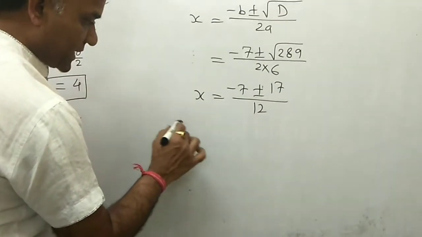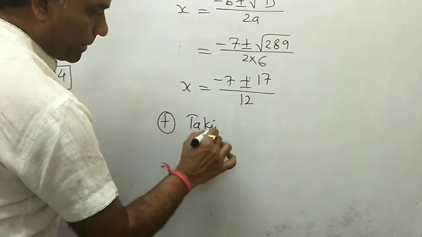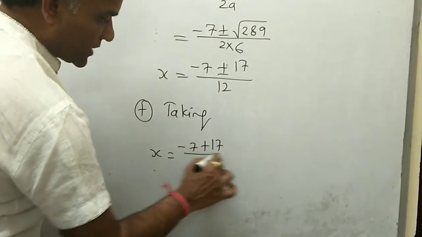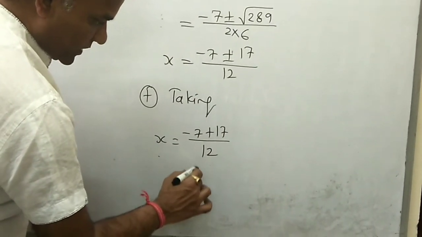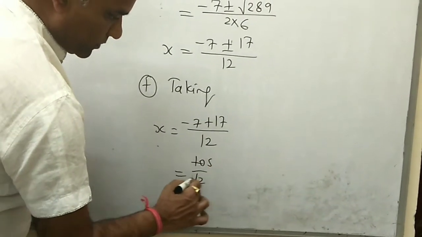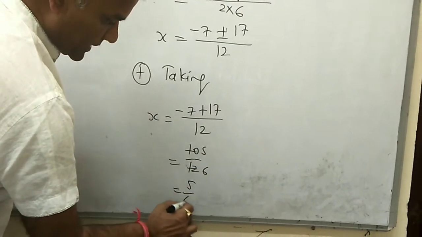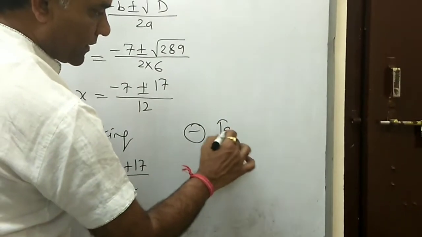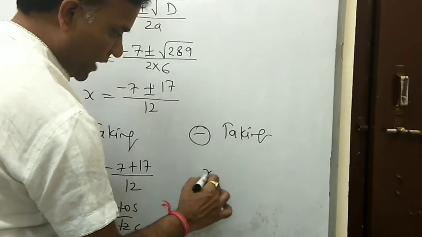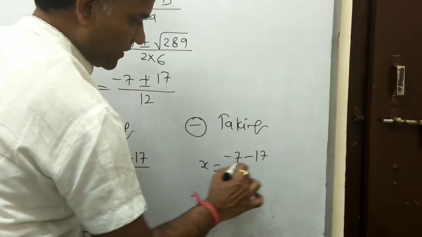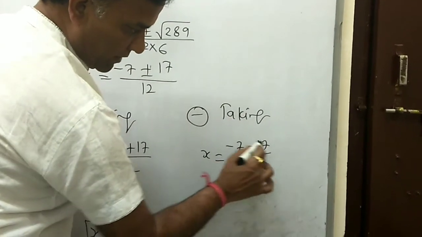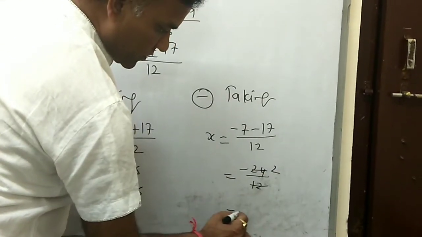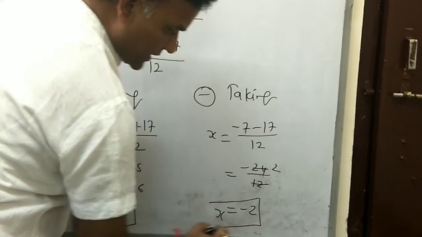Now taking the plus sign, you have x equal to minus 7 plus 17 by 12. So 10 by 12, that is 5 by 6 after cancelling. So 5 by 6 is your first answer. Then taking the minus sign, you have x equal to minus 7 minus 17 by 12. Minus 7 minus 17 is minus 24, so minus 24 by 12. 12 twos are 24, so your answer is minus 2. So the second answer is x equal to minus 2.